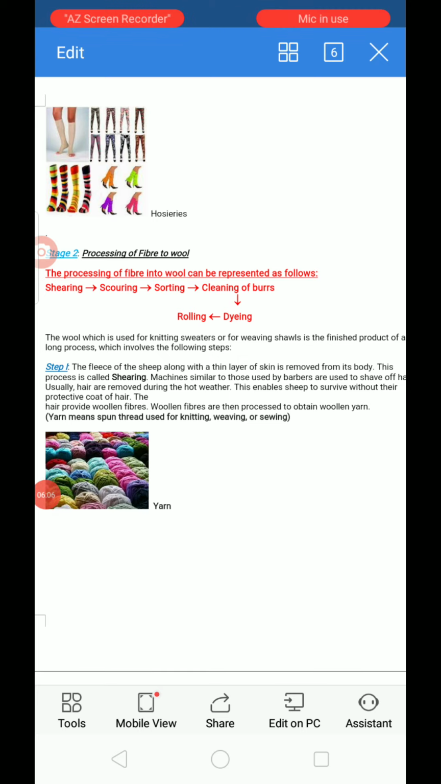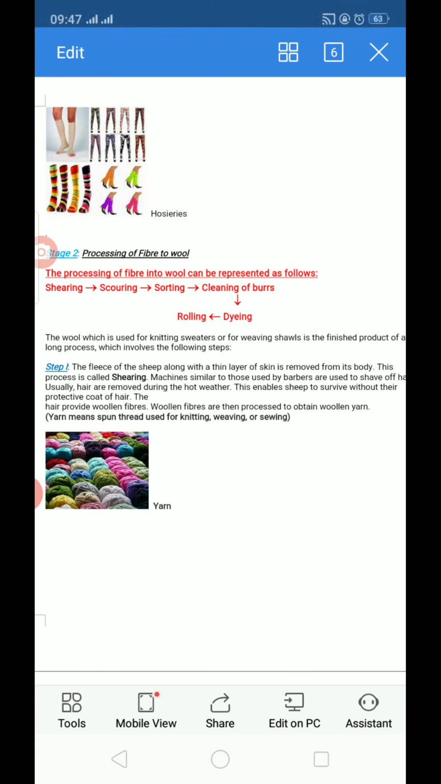Generally when we shave, skin won't be affected much if we shave our skin properly. Similarly, we are shaving that hair of the sheep. This process of removing the hair is said to be shearing. The fleece of sheep along with a thin layer of skin is removed from its body, just like shaving only.